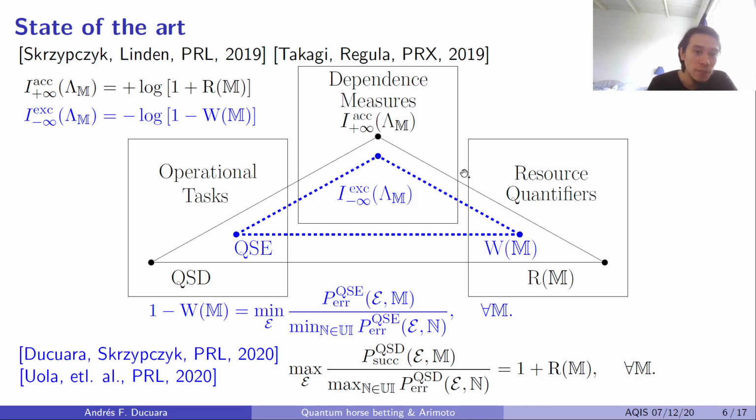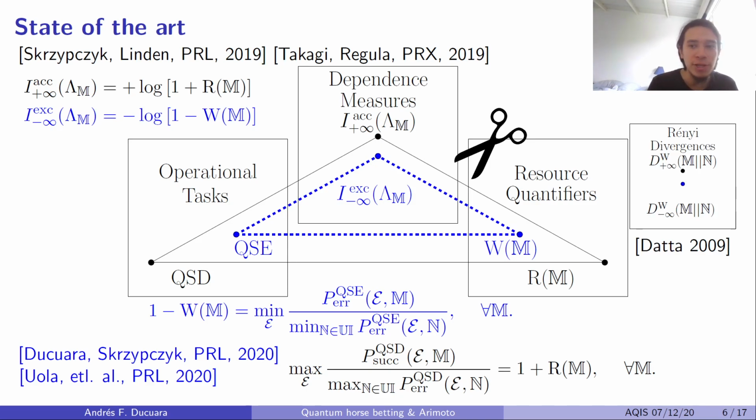And these corners are related by means of these equations that we have here. In other words, it's basically saying that these specific resource quantifiers are somehow characterizing these operational tasks, and similarly for these information theoretic measures. Now, before we get into the main question that we want to solve, let us cut this side here, and then we can introduce a fourth ingredient in terms of Rényi divergences. This is something that was not explicitly addressed in any of these references, but still it is something that is nowadays considerably well known.